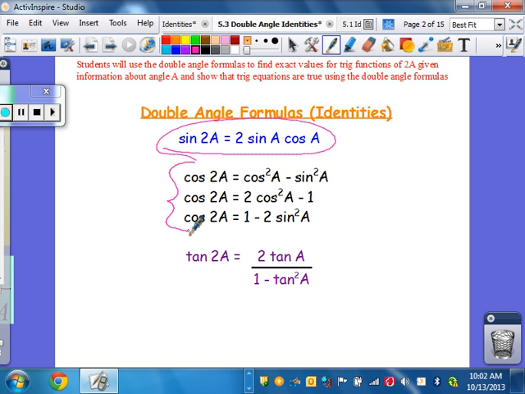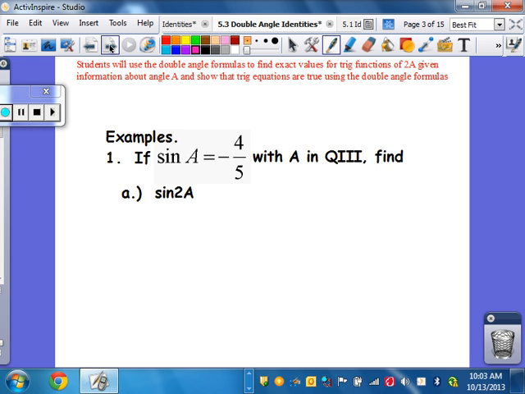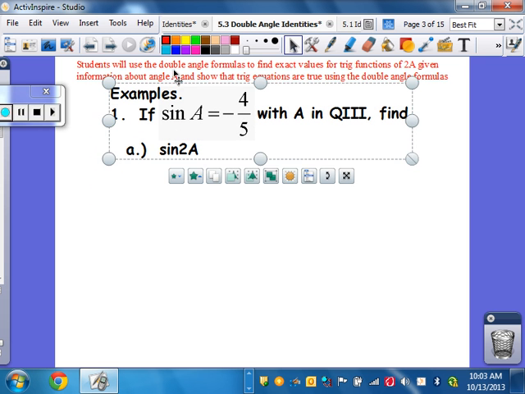Just a note that there are 3 cosine double angle formulas. It does not matter which one you pick. Sometimes one's easier than the other depending upon the problem. Some of you are going to use the exact same one every single time because you're comfortable with it. I don't really care, okay? Whatever works for you, do that. And then here's your tangent double angle formula. Now there are quite a few slides. I'm going to do the best I can to not make this as long and mundane as possible.